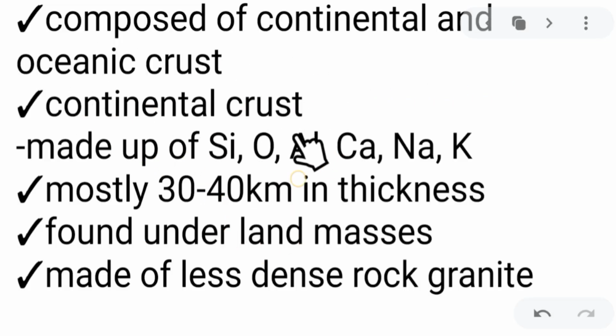The continental crust is made up of silicon, oxygen, aluminum, calcium, sodium, and potassium. It is mostly 30 to 40 kilometers in thickness or in depth, found under land masses, of course, and made of less dense rock, granite.